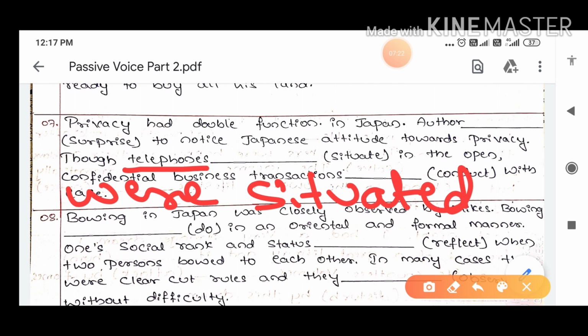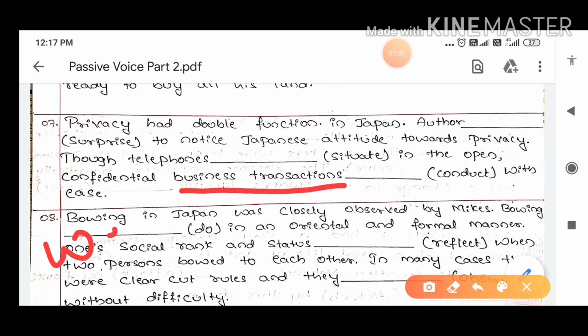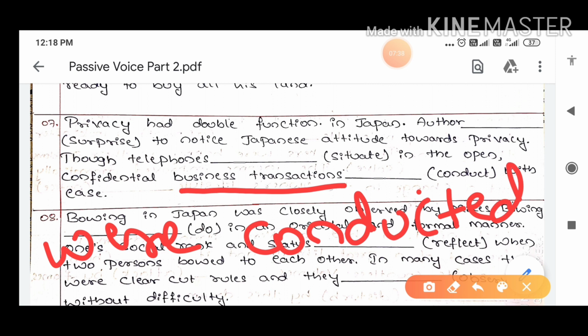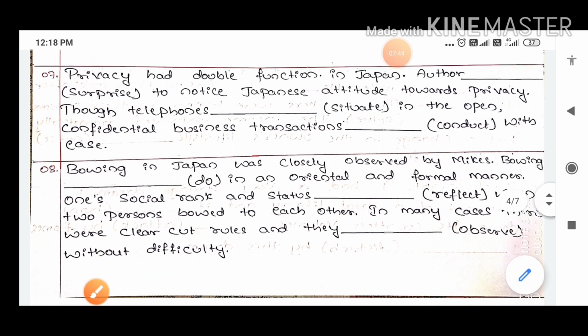in the open, confidential business transactions stand for plural, so we make use of were conducted. V3 of conduct is conducted. Confidential business transactions were conducted with ease. Now let us move on to the 8th one.